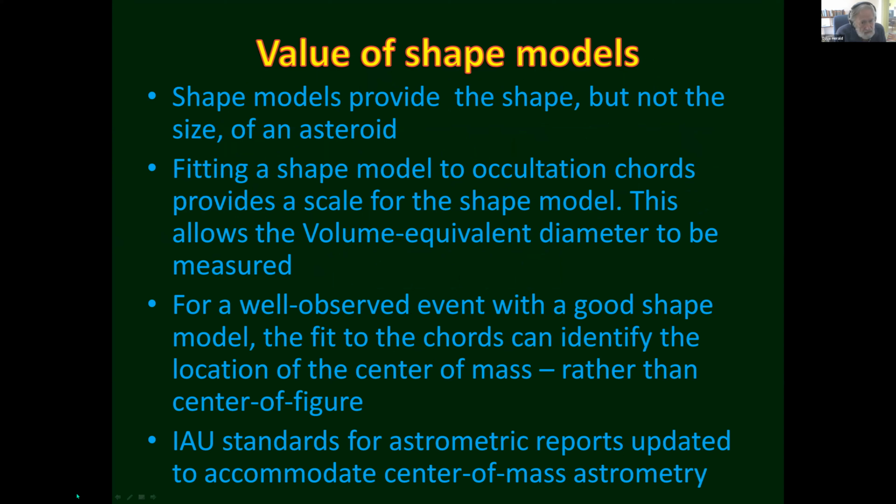Now, why use shape models? The shape models provide the shape but not the size of an asteroid. And they do that by light curve inversions of photometric light curves that people take. The key thing here is that the shape models show the irregular shape of an asteroid, and if you can fit a shape model to the occultation chords, irrespective of the orientation of that shape model or the asteroid, the occultation chords provide scale for the shape model.